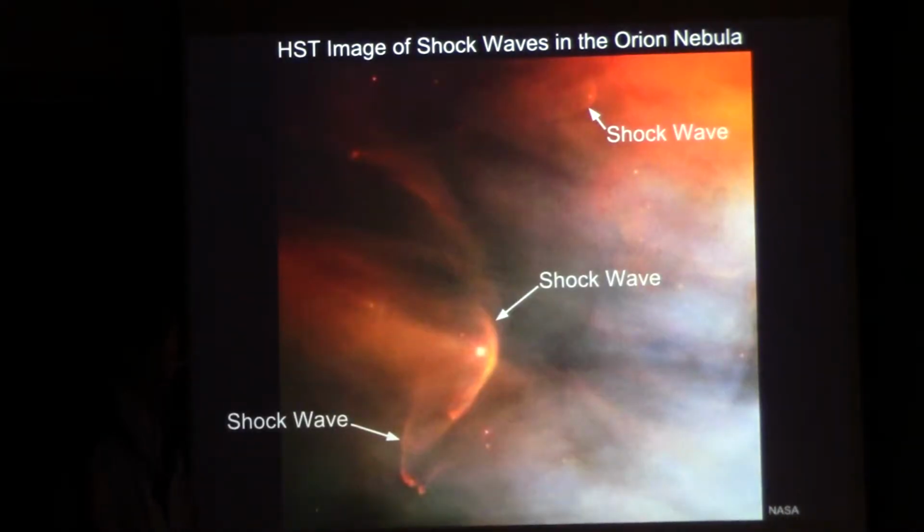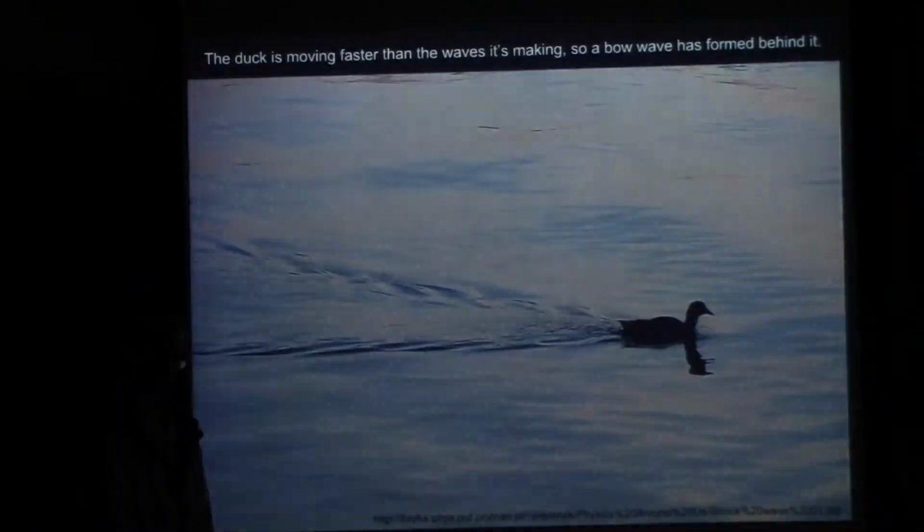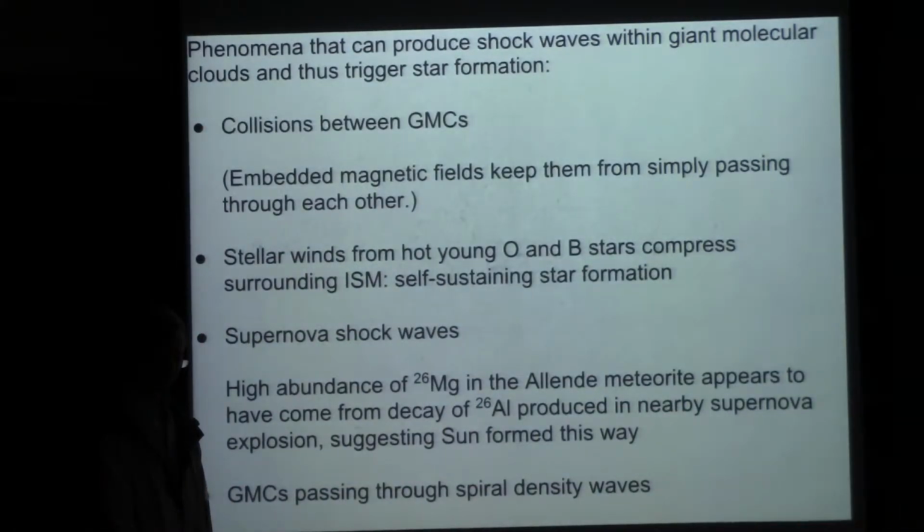Meanwhile, this is a photograph of a shock wave passing through the interstellar medium in the Orion Nebula from HST. So there's some shock waves labeled there, which are compressing the surrounding material.